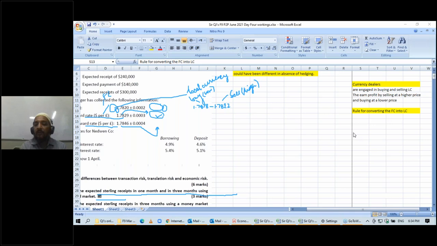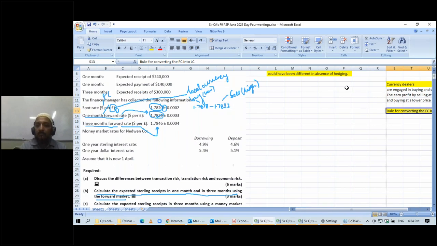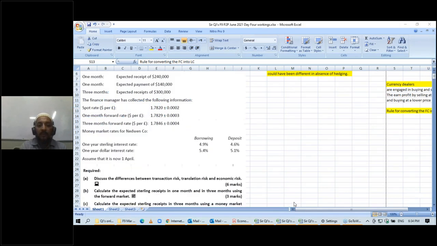So which rate will we use, the higher rate or the lower rate? Which rate will you use? Now remember, you are buying the currency. What are you going to do in the future? In the future, you are going to receive the foreign currency, right? These are foreign currency receipts which you need to hedge. Okay, so it is foreign currency receipts that you are going to hedge in 1 month's time.